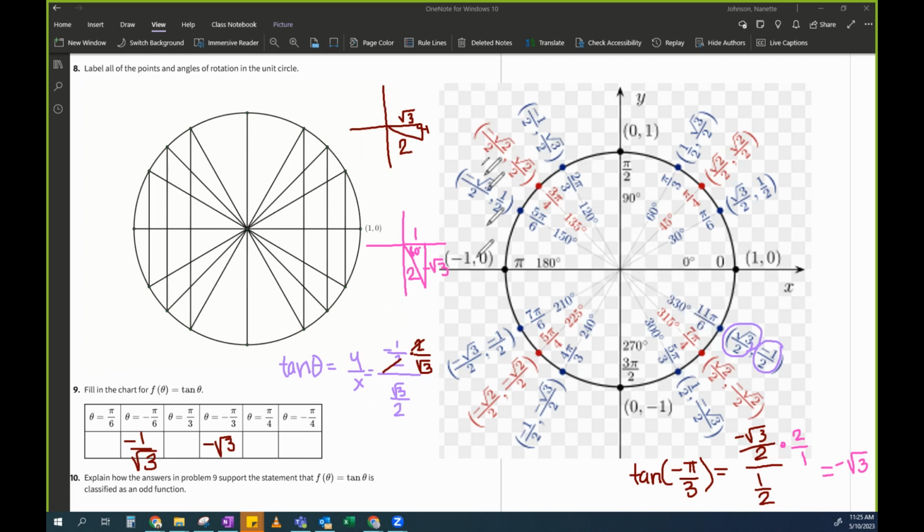So by doing it a completely different way, which is not really completely different, right? The unit circle was built off of these drawings, right? That would make sure that you had the right answer. So which way did you like better? Let me know.